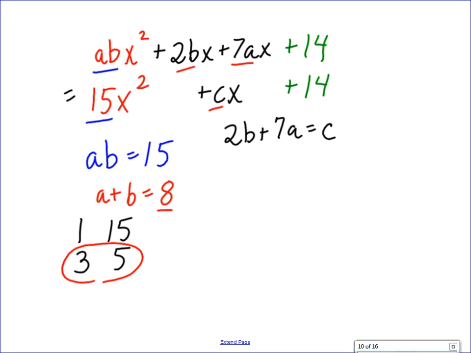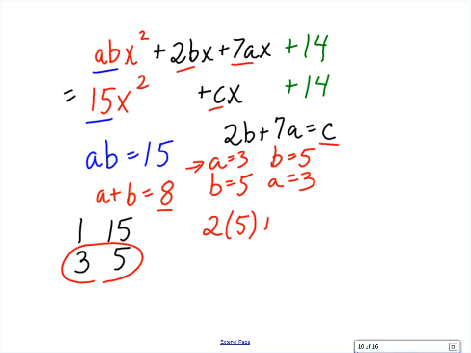Now the last step is just to plug in a equals 3, b equals 5, and then also b equals 3, a equals 5. We're going to plug those in because the question is asking what is c. So let's plug those in and get our answer. For the first one, we have 2 times 5 plus 7 times 3. This gives us 31.